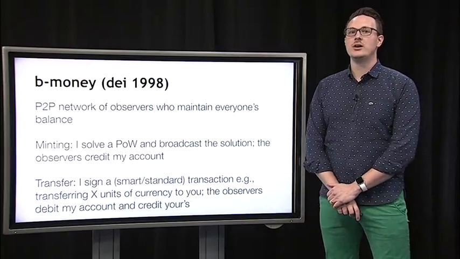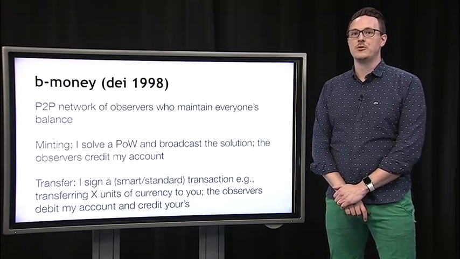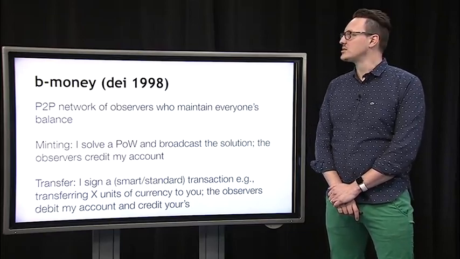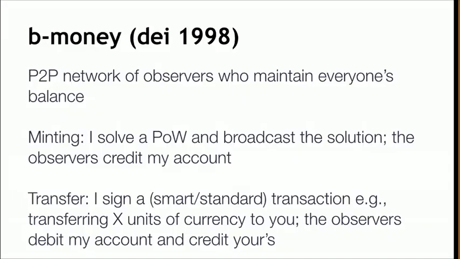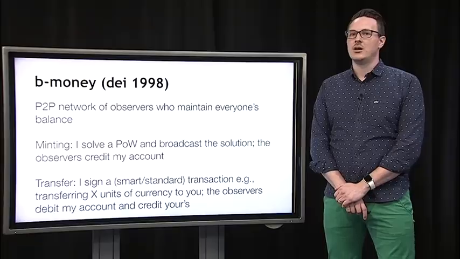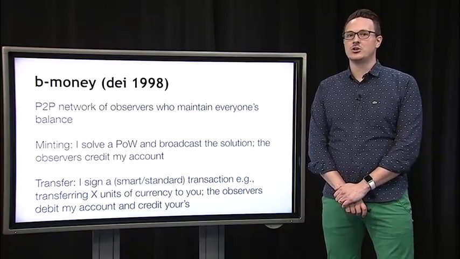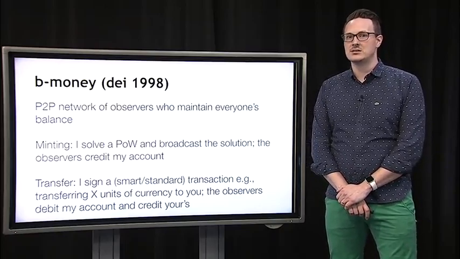Now, another proposal that looked at combining proof of work, timestamping with applications to eCash is called BMoney from Wei Dai in 1998. In this proposal, you have a peer-to-peer network, sort of like in Bitcoin, and there are observers. And the point is that they all maintain a ledger, but there's no global ledger like in the blockchain. They each have their own ledger of what they think everyone's balance is.